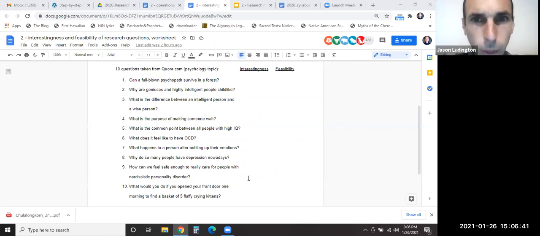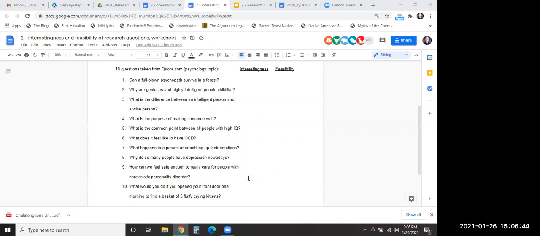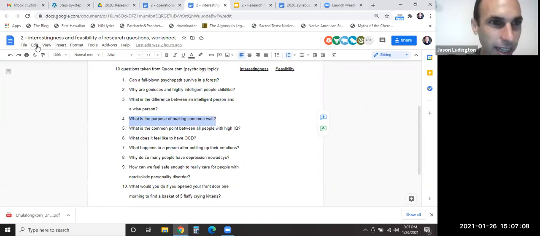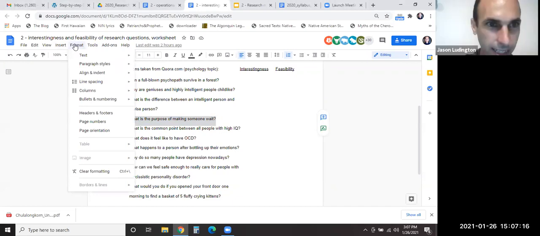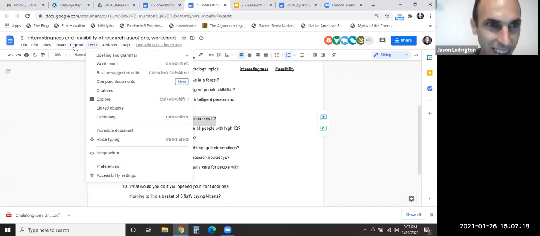Number 4, what's the purpose of making someone wait? How interesting is that? I feel like there's more context needed. What does it mean, wait? I think you mean when you have an appointment at 12 and you're supposed to meet up at 12, but some people just come late. It just feels vague. It could be taken in so many different ways. That's why it's a 1 and 1. I don't like that question. I shouldn't have put it. I don't know what it means. I want to cross it out now.